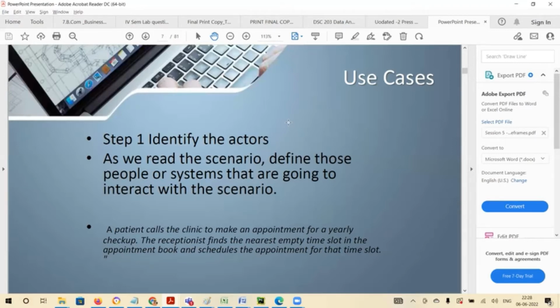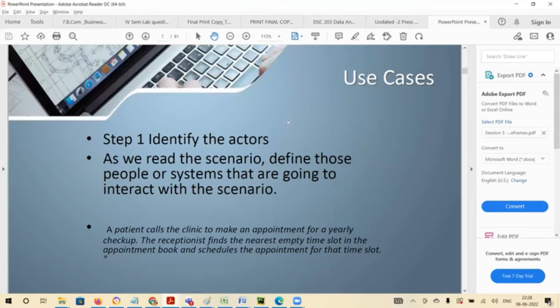The receptionist here is not making an appointment. If you know how to access the system, I'm not talking about the internal working, if you know how to access, you don't need a receptionist, right? So the receptionist is not an actor here. Who is going to interact?